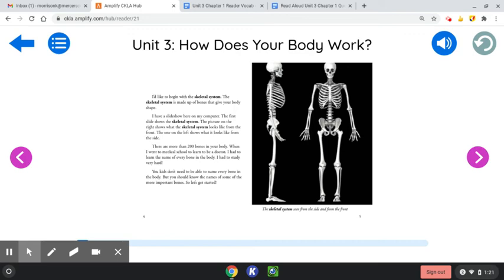If you said they give your body shape, then you're right. So skeletal bones give your body shape.